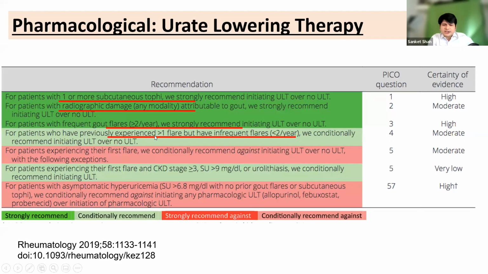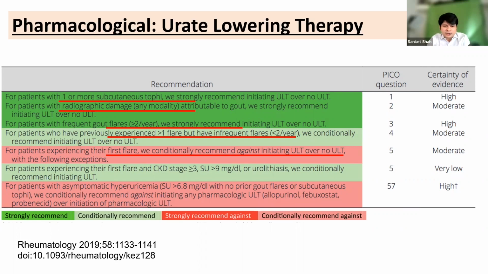If a patient has experienced one flare but has infrequent flares, we conditionally recommend initiating urate lowering therapy. So it is not a must, right? For a patient experiencing their first flare, if you do not start, it is completely fine. But I will tell you a very important fact in clinical practice: you must start. The reason is not science here. The reason is compliance and the patient's trust, and that is also part of medicine, right? So we actually have to have that.